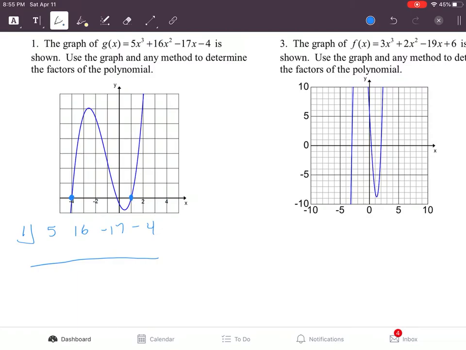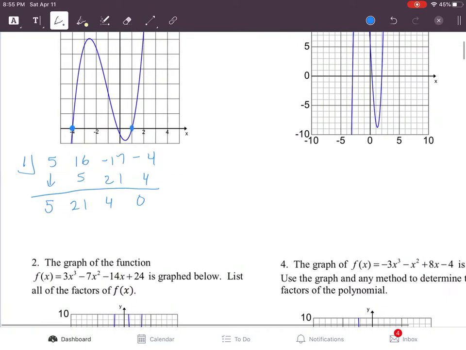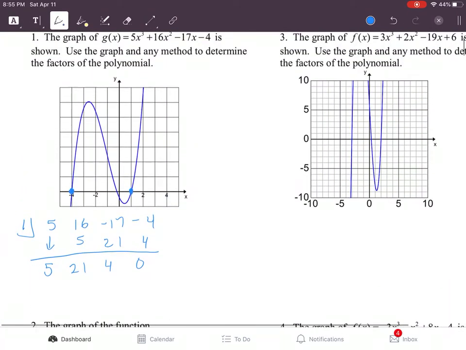If you remember how to do synthetic division, you drop the first number, which gives you 5 here. You multiply the divisor by 5, so 1 times 5 is 5. Then you add, so you get 21. Then 1 times 21 is 21. You add -17 and 21, which gives you 4. Multiply 1 times 4 gives you 4. And then add -4 and 4 gives you 0.